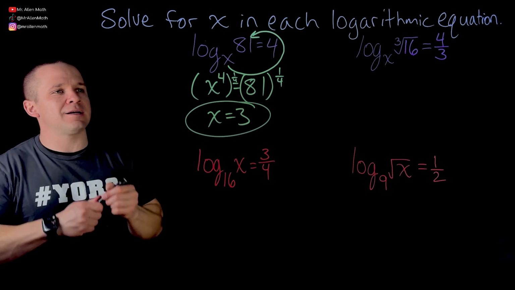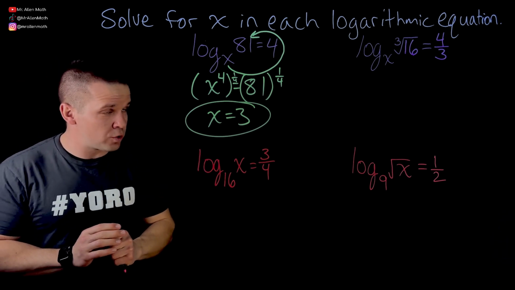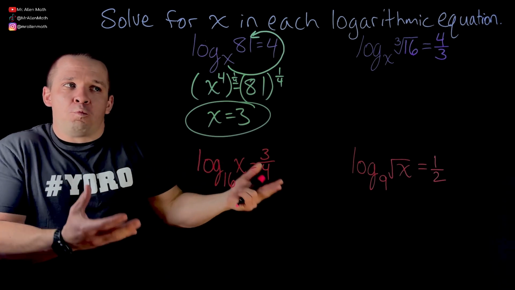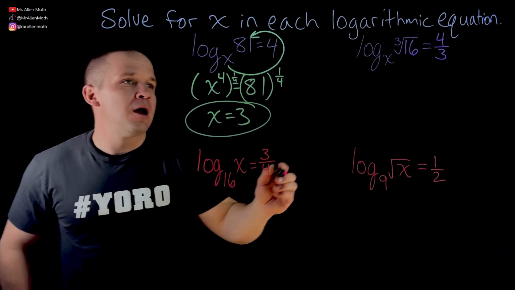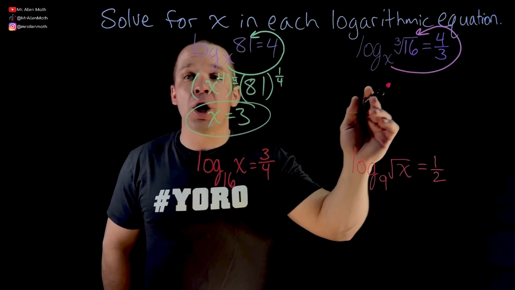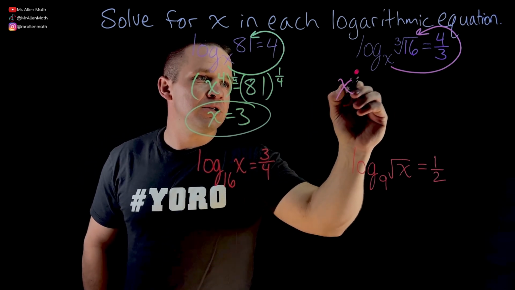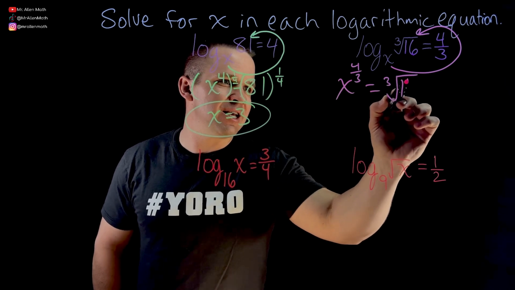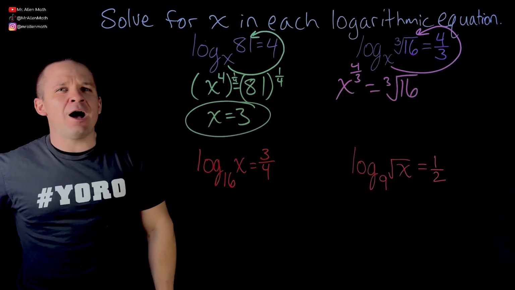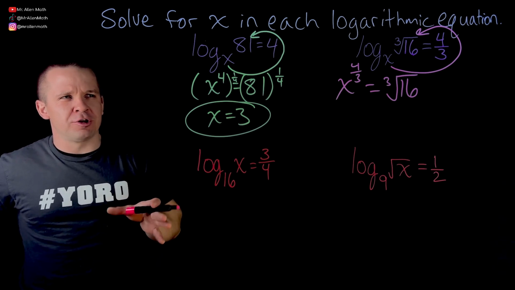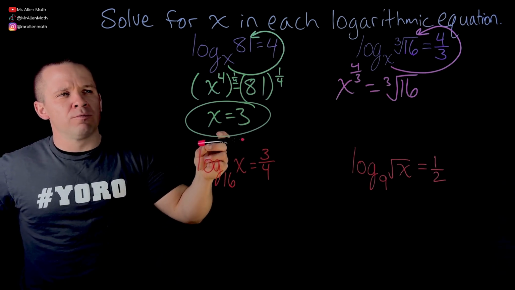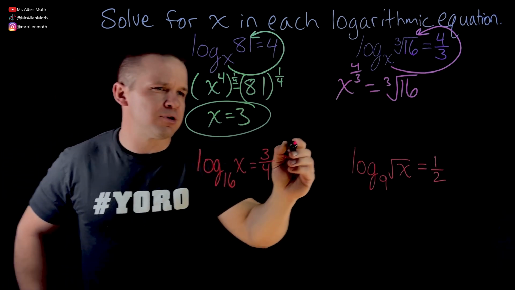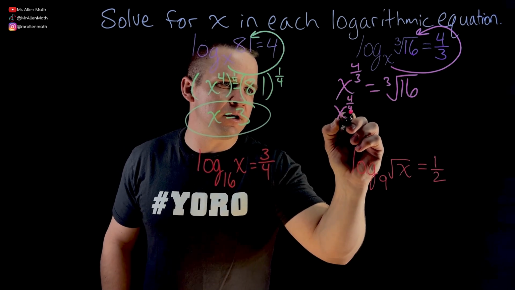All right, next one over here. I got log base x of the cube root of 16 equals 4/3. Okay, well, again, we're stuck in log form. Nothing to do. I'm going to go ahead and rewrite it in exponential form by looping and a swooping. So I got x to the 4/3 equals the cube root of 16. Okay, so now what? Well, remember we talked about rational exponents? What if I rewrote the cube root of 16 as 16 to the 1/3? Let's try that. So I got x to the 4/3 still equals 16 to the 1/3.